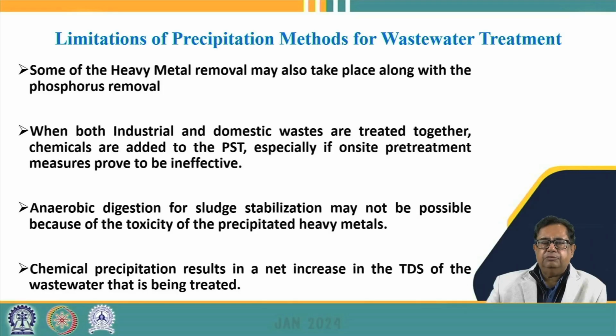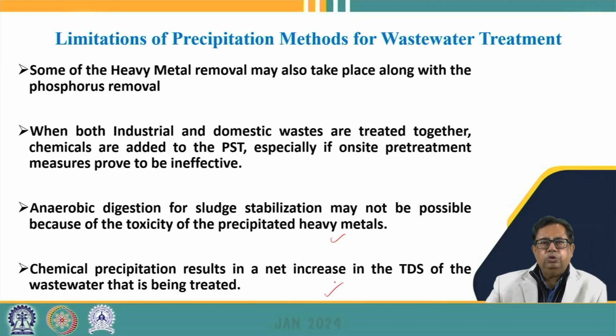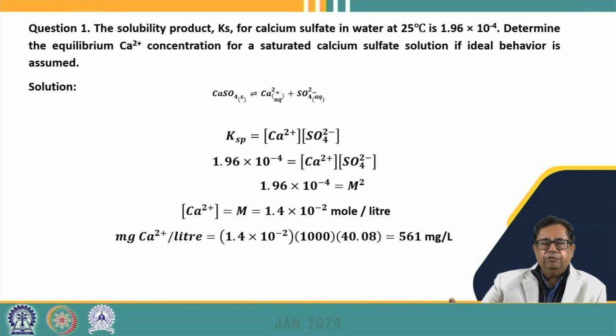Similarly, the sludge that we get from the precipitation of heavy metals may not be stabilized by using the anaerobic digestion method, because these metals may prove to be toxic to the microbes which are causing the anaerobic digestion. Similarly, chemical precipitation may also lead to an increase in the total dissolved solids of the wastewater that is being treated. So these are some of the limitations of the precipitation methods in wastewater treatment. Now let us discuss a few problems based on the solubility product that we have already discussed.